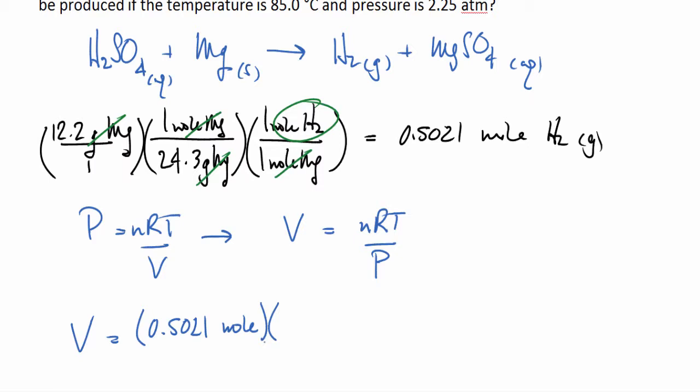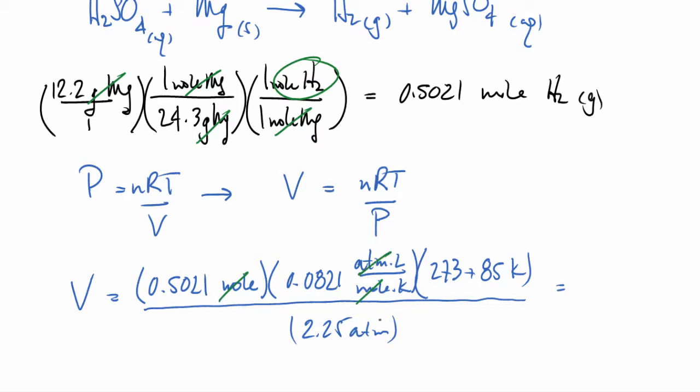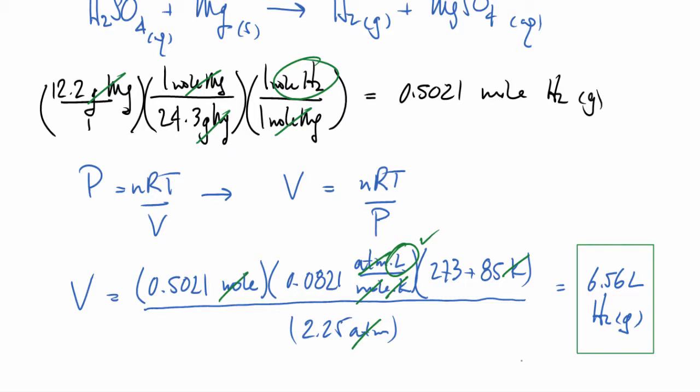There's our 0.5021 moles from above, and here we have our 0.0821, that'll be our ideal gas constant using atmospheres, and here convert the Celsius to Kelvin, and remember it's 2.25 atmospheres for the pressure. Quickly checking all the units, this turns out to be 6.56 liters of hydrogen gas. So there's a quick review of how to use the combined gas law and ideal gas law.